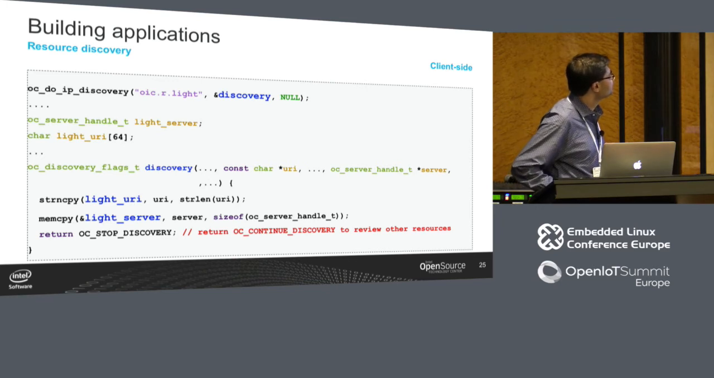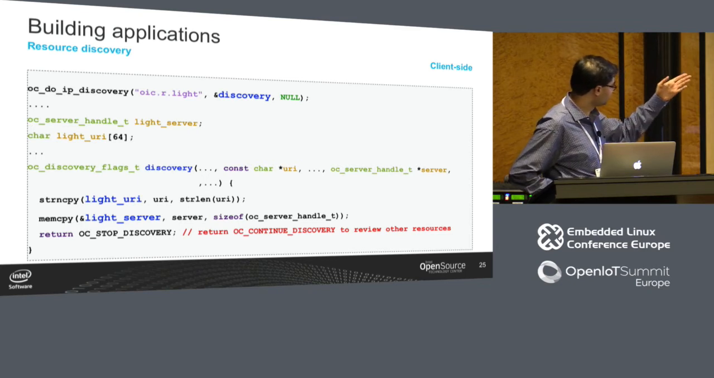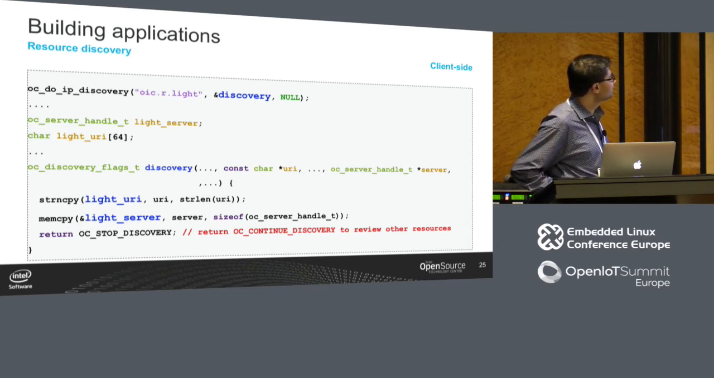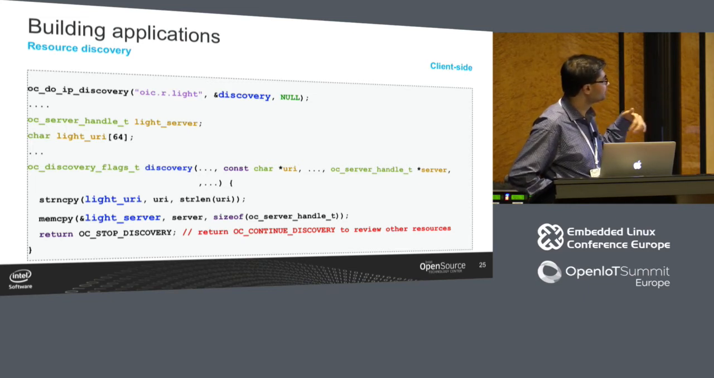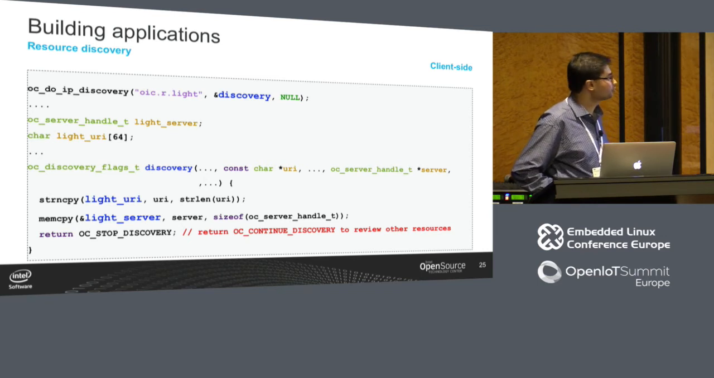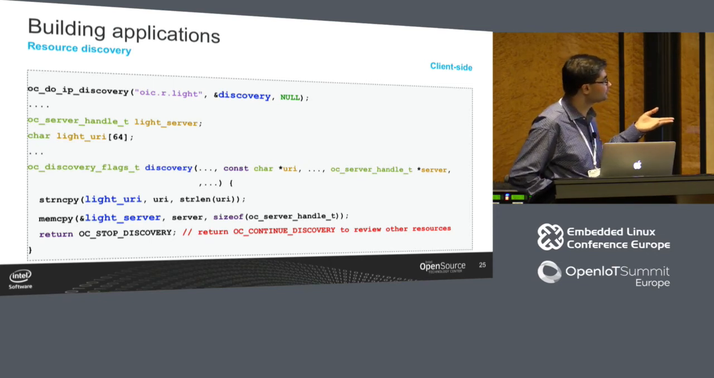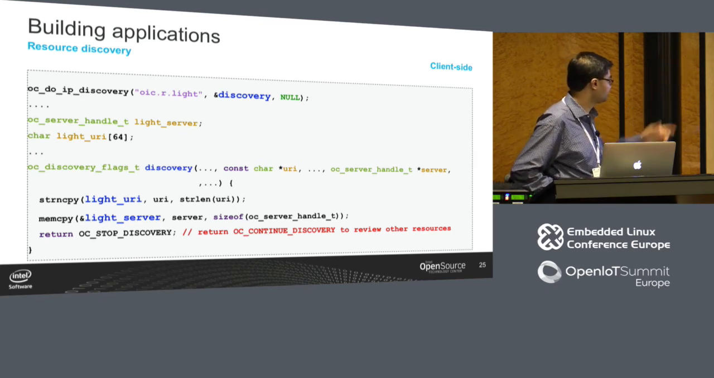So here's an example of doing resource discovery on the client side. At the top is the API to issue a discovery request for a particular resource type, oic.r.light, and also passing in a handle to a callback function to handle the discovery response. The framework invokes the discovery response handler separately for every discovered resource that matches the filter.